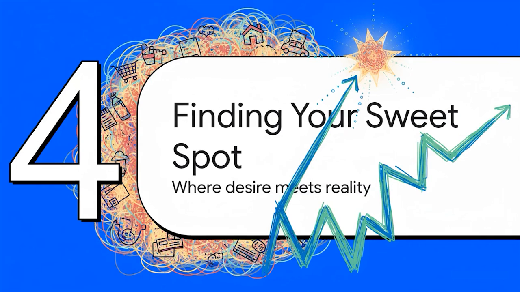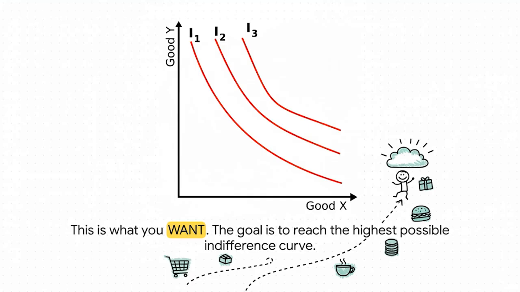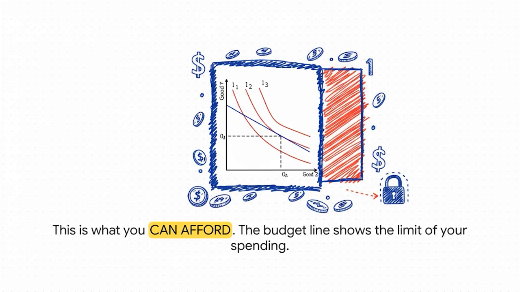So now for the magic. We're going to bring our two tools together, our map of what we want and our line of what we can have, to find that one perfect spot. First up, here's our indifference map again. This represents all of our preferences, all our desires. Remember, the goal is to climb as high up this happiness hill as we possibly can. And now, let's bring in that dose of reality. We overlay our budget line right on top of our map. This line basically fences off the part of the map that is actually accessible to us.